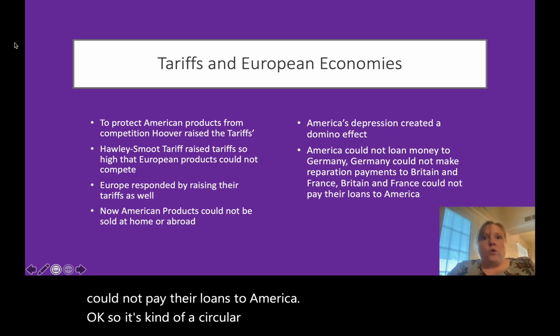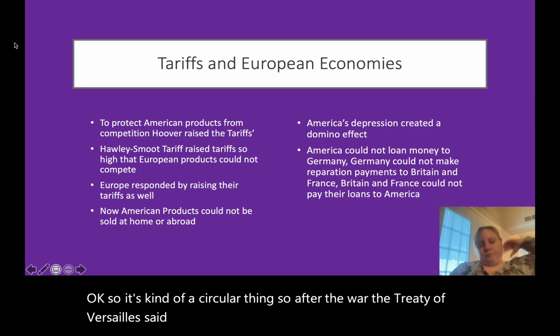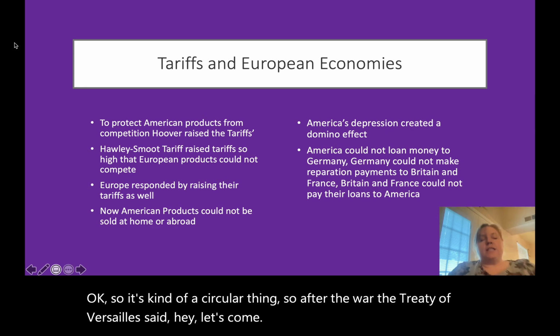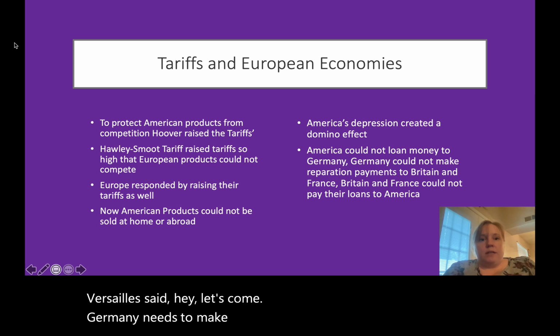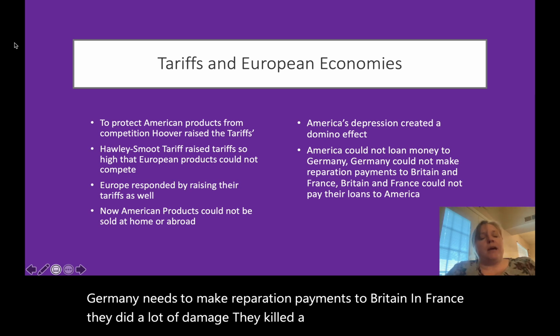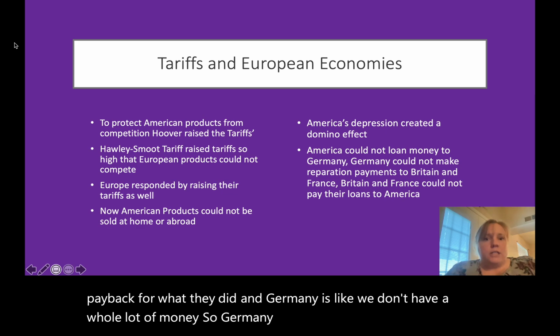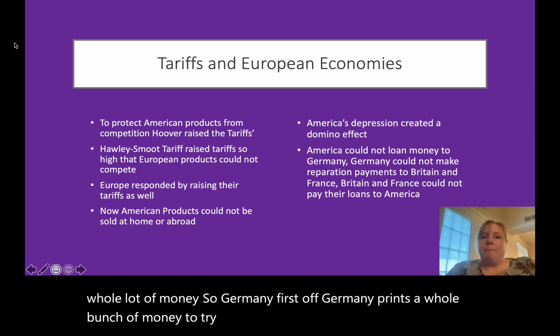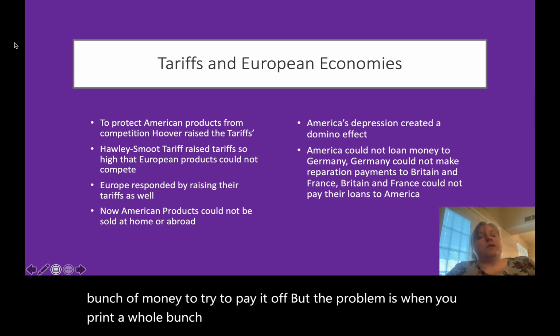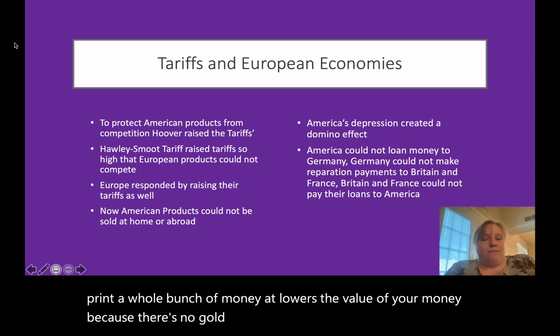After the war, the Treaty of Versailles said Germany needs to make reparation payments to Britain and France. They did a lot of damage. They killed a lot of people. They have to pay back for what they did. And Germany's like, well, we don't have a whole lot of money. So first off, Germany prints a whole bunch of money to try to pay it off. But the problem is that when you print a whole bunch of money, it lowers the value of your money because there's no gold to back it. It's just a bunch of paper.